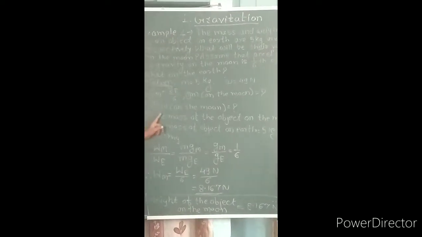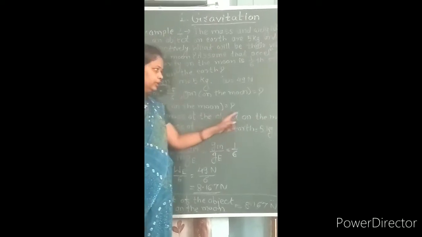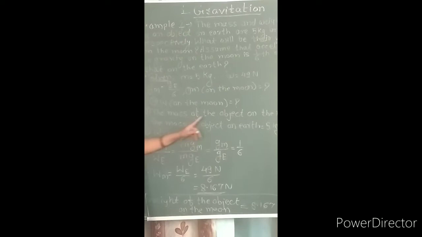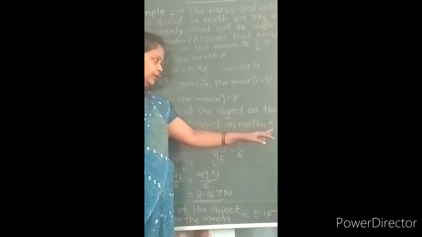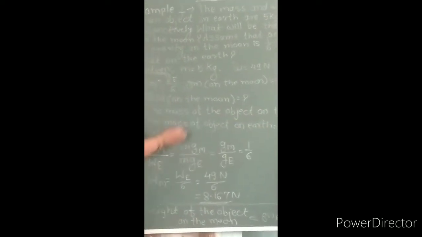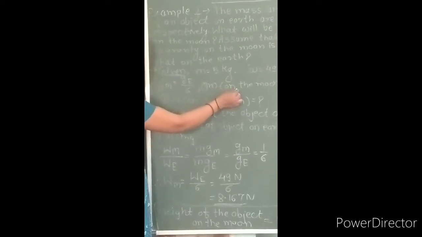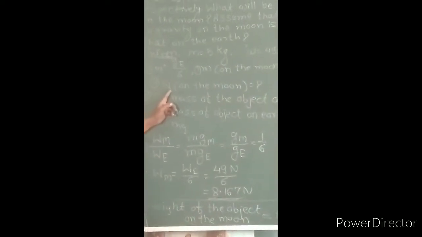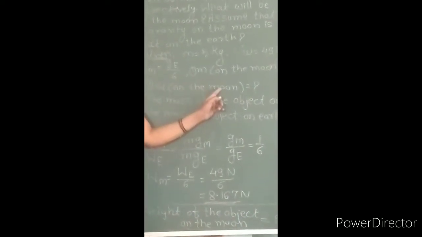First, the mass of the object on the moon is equal to the mass of the object on the earth, which is 5 kg. So mass on the moon is equal to 5 kg. Then second we find the weight on the moon.